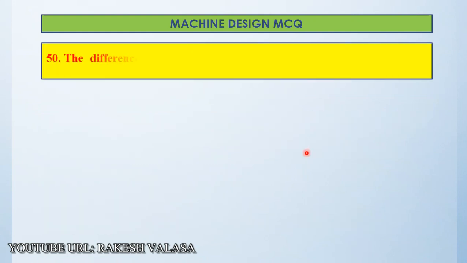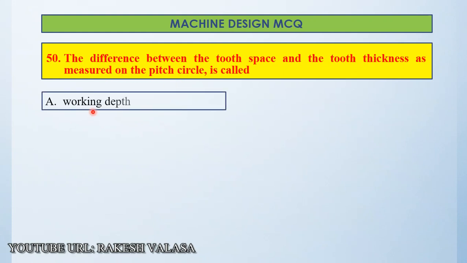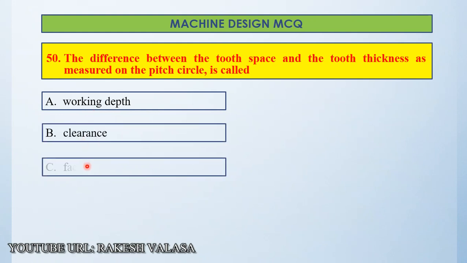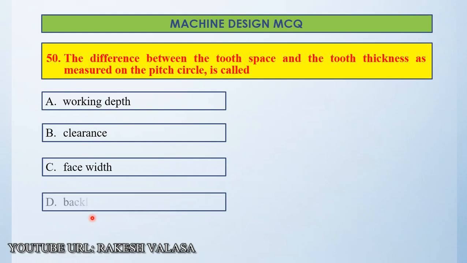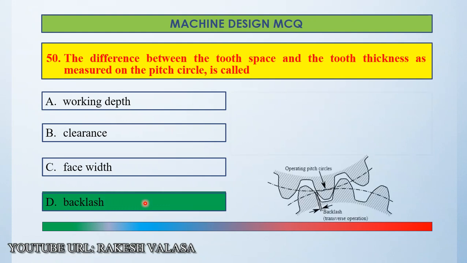Question number 50. The difference between the tooth space and the tooth thickness as measured on the pitch circle is called option A working depth, option B clearance, option C face width, option D backlash. The correct answer is option D backlash. Let us see the explanation.